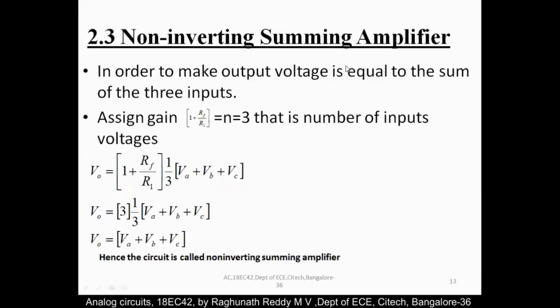Next, the non-inverting summing amplifier. In order to make a non-inverting summing amplifier, the non-inverting gain 1 plus RF by R1 should equal N, where N is the number of inputs applied to the circuit, which is 3. So if you substitute the non-inverting gain equal to 3, the 3 will get cancelled. Output voltage equals the sum of all the applied input voltages VA, VB and VC. Hence it is called a non-inverting summing amplifier.